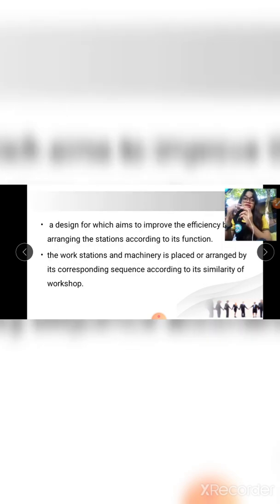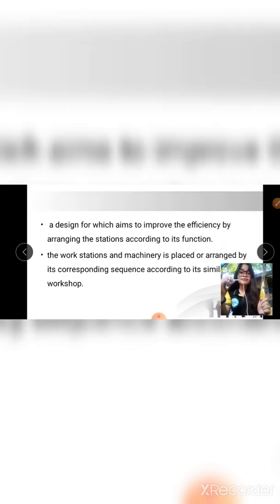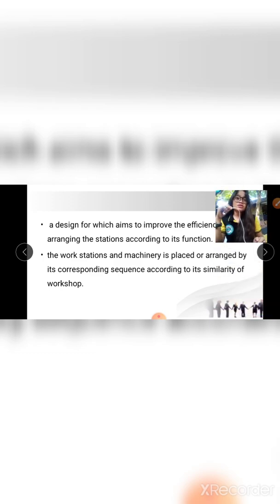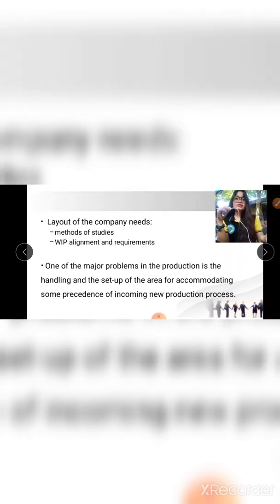Plant layout is also a design which aims to improve efficiency by arranging the stations according to their function. The workstations and machinery are placed or arranged in corresponding sequence according to the similarity of workshop. Plant layout of the production company needs some methods of study, and is a tool for evaluating the capacity of the process, WIP or work in process alignment and requirements. It is for scheduling and data entry for faster means of production.